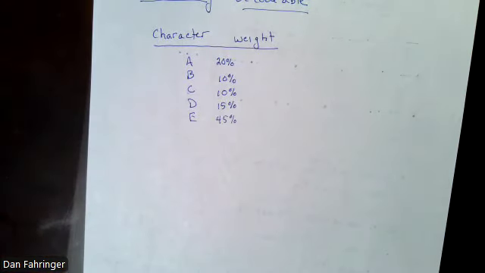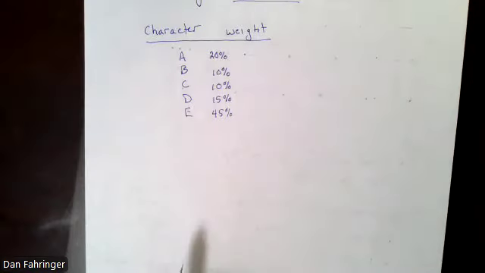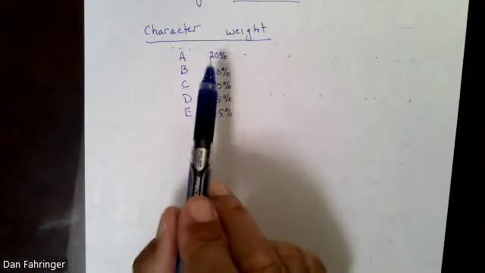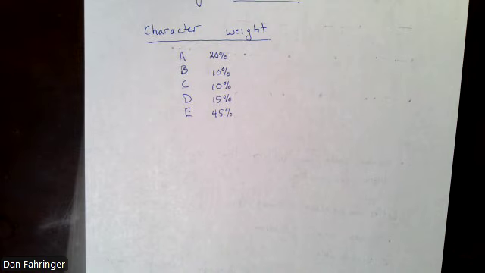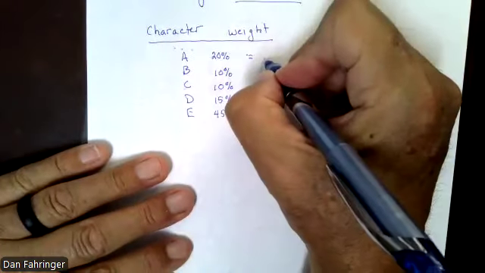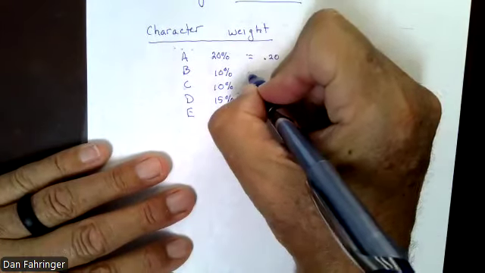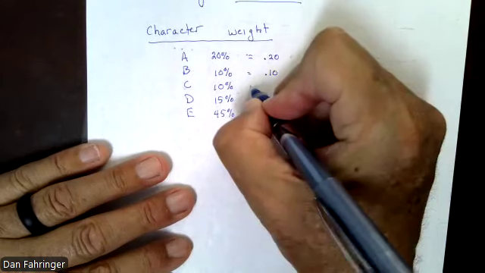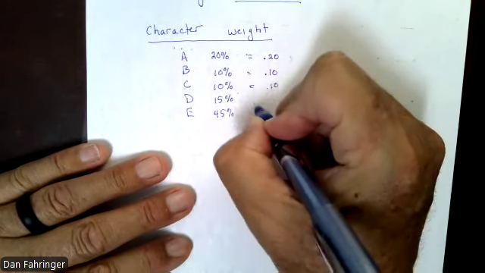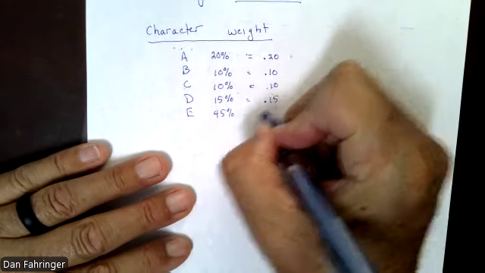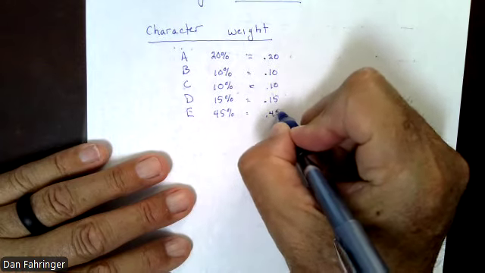It is everywhere. Now, we would want to do this with A through Z. These numbers wouldn't be as nice. These numbers are nice, right? They come out even. So for this first example, so we got that. Okay. And we also know that 20% is 0.20, 0.10, 0.10, 0.15, and 0.45.